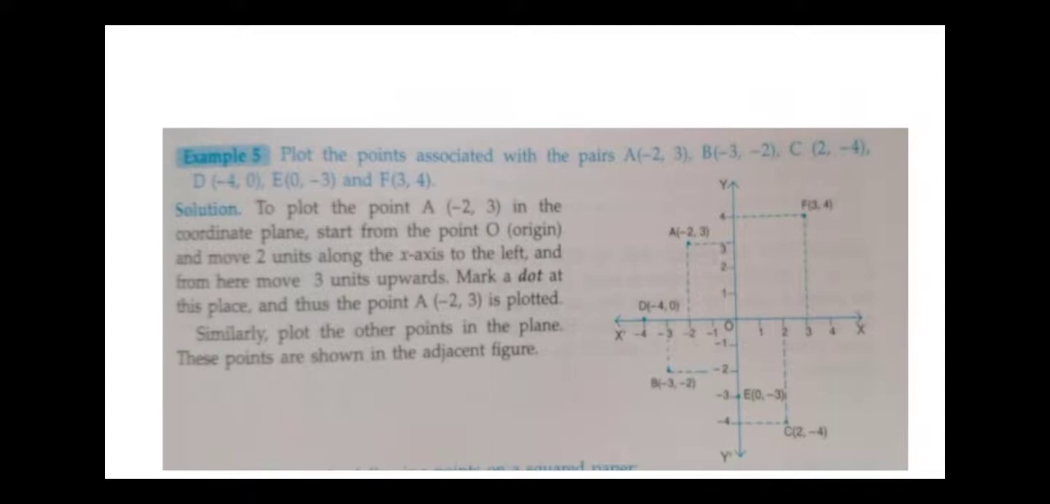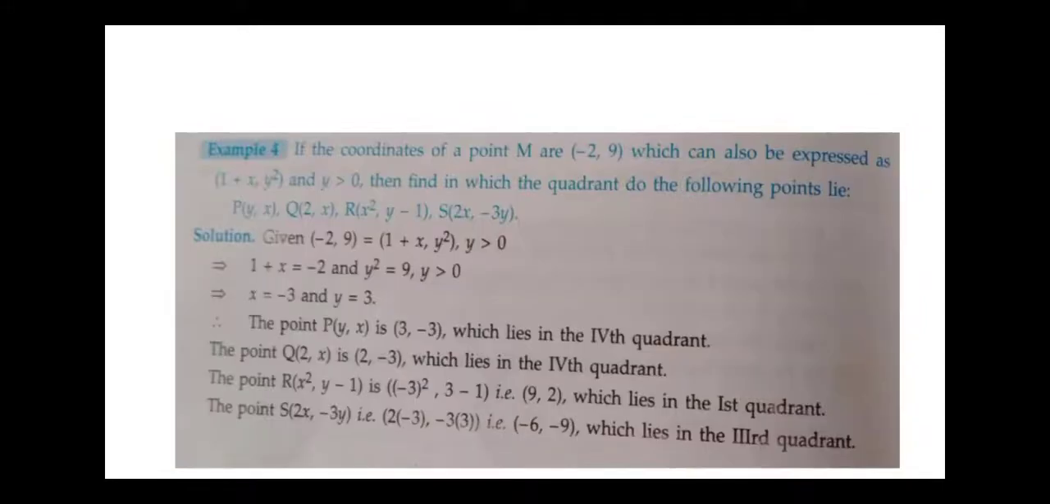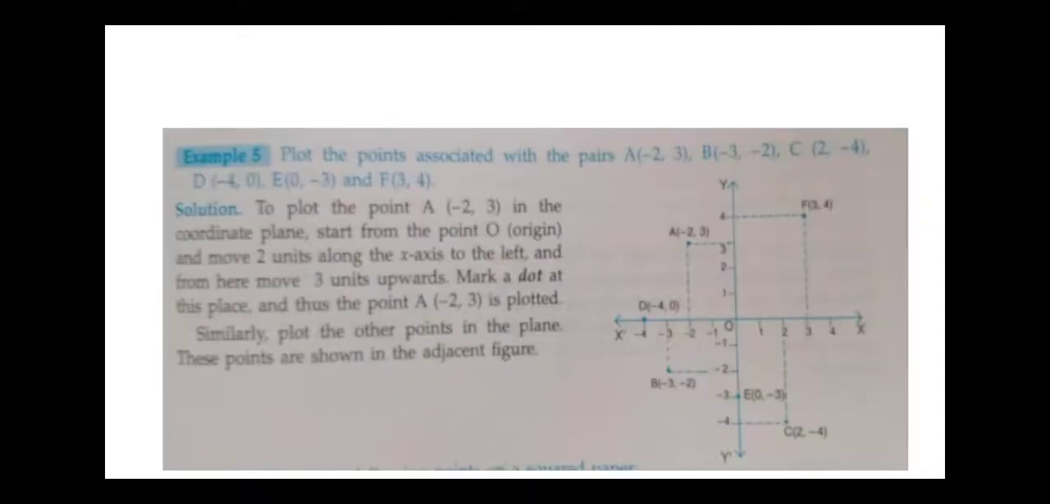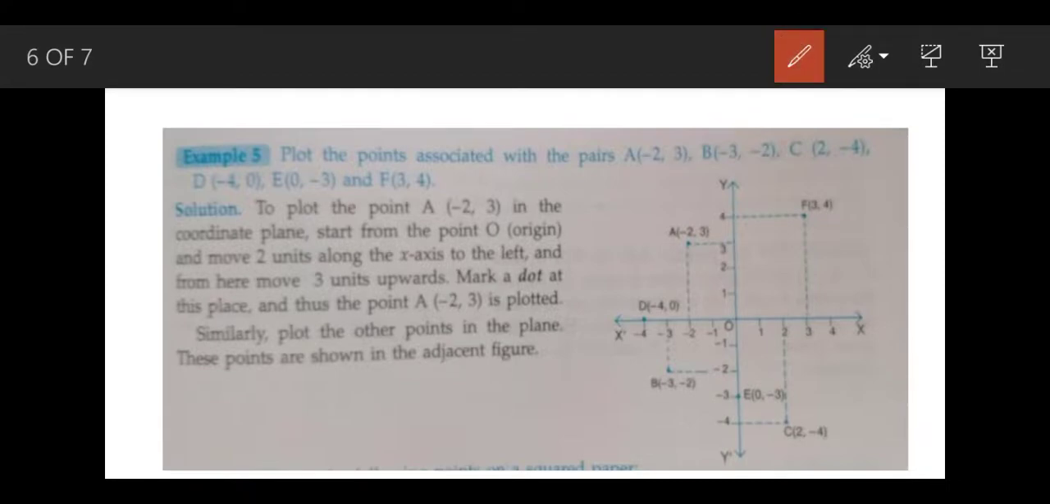Here in this example we have to plot the points, easily shown. Point A, minus 2 comma 3. So x is minus 2 here and y is 3. The intersection of these two will give the point A, minus 2 comma 3.